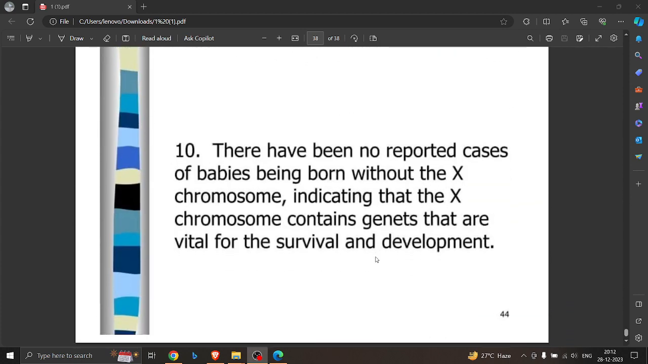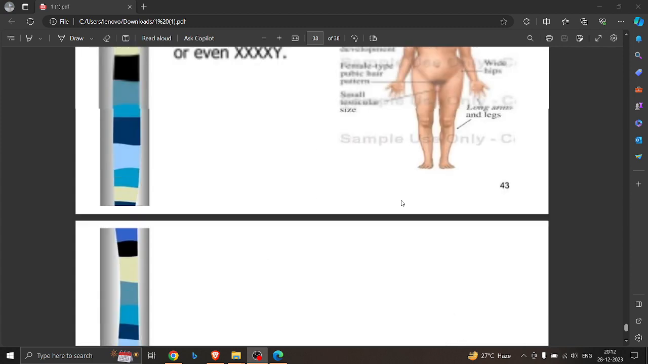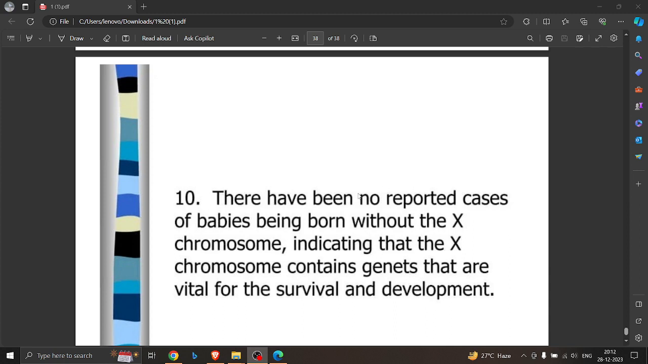There have been no reported cases of babies born without the X chromosome, indicating that the X chromosome contains genes that are vital for survival and development. So, this is about genetics.